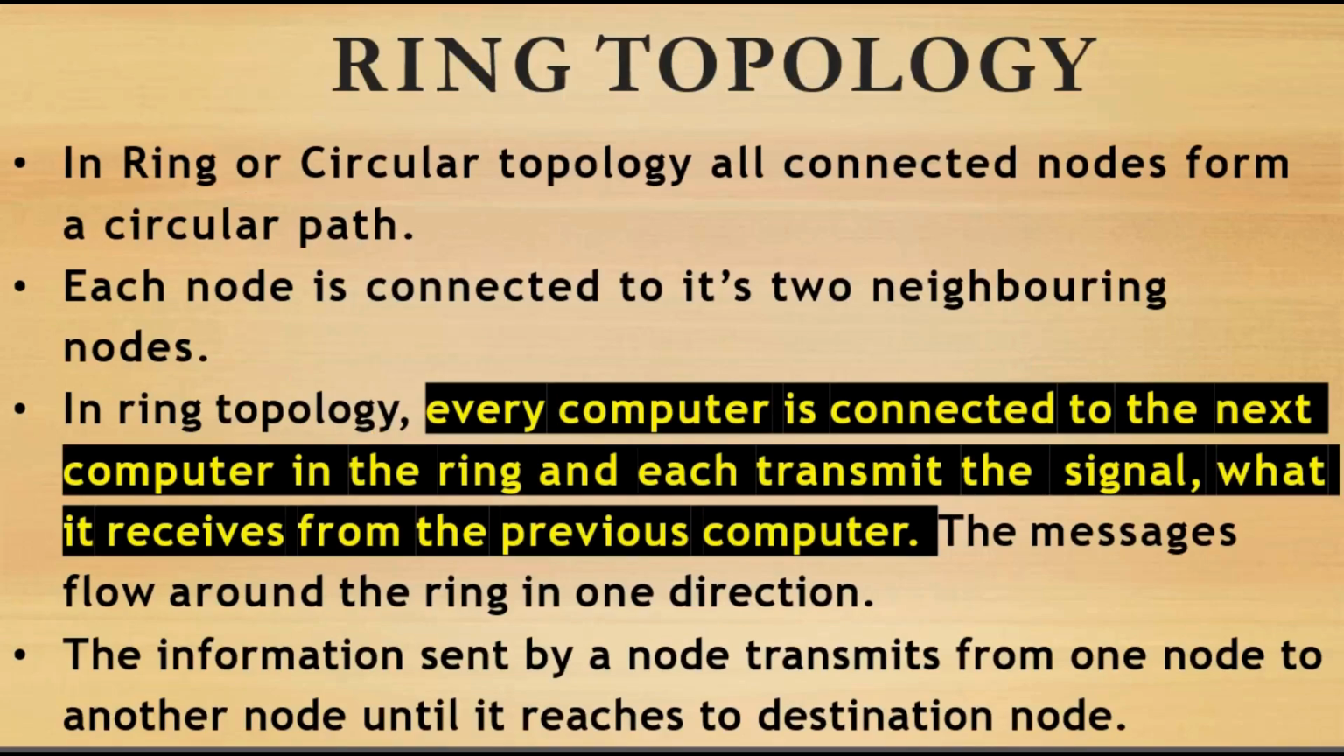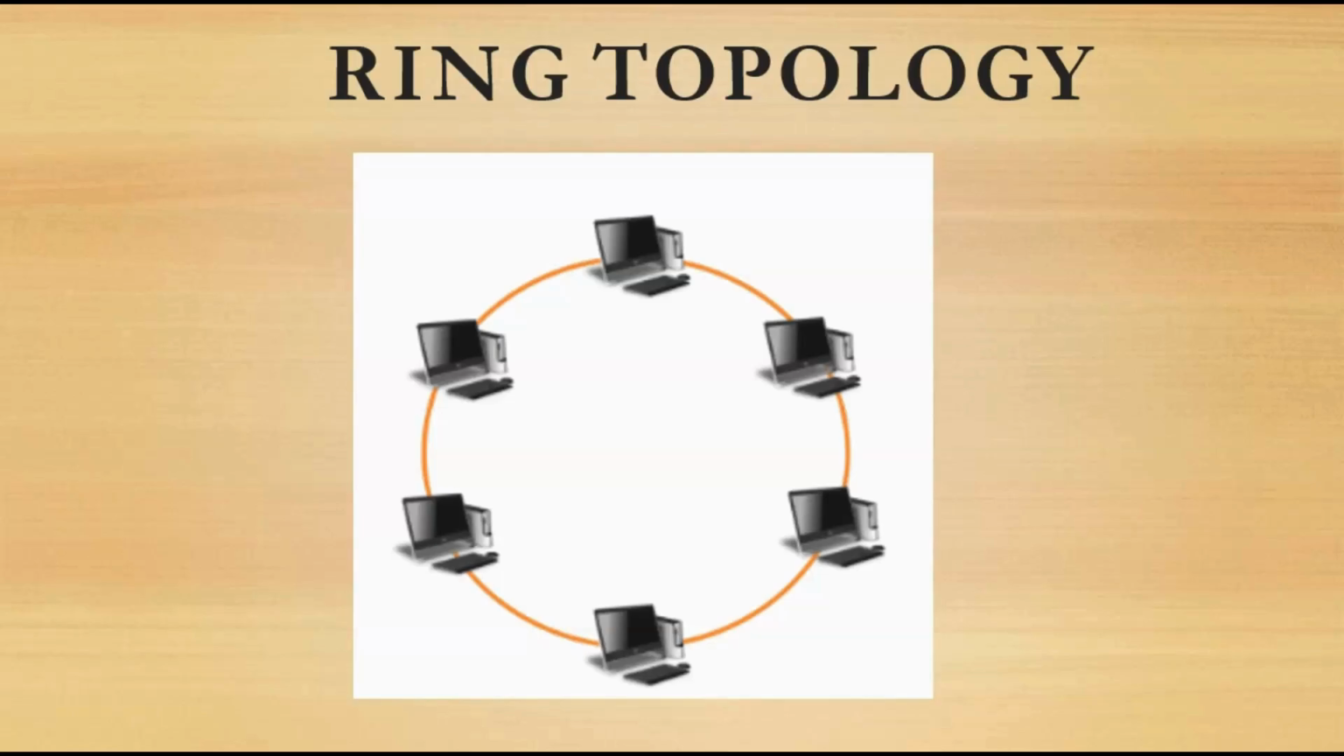The next type of topology is ring topology. In a ring or circular topology, all connected nodes form a circular path. The name itself says it is like a ring, forming a circular path. Each node is connected to its two neighboring nodes. Let us see the ring topology. It is in the form of a ring, with the nodes arranged one after another, and each node has two neighboring nodes.